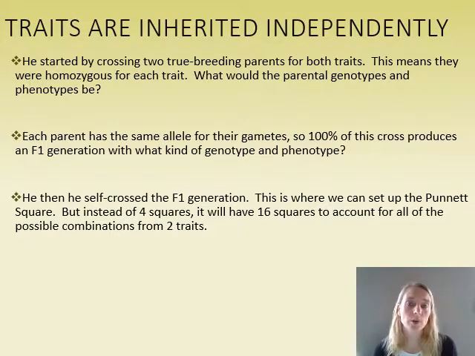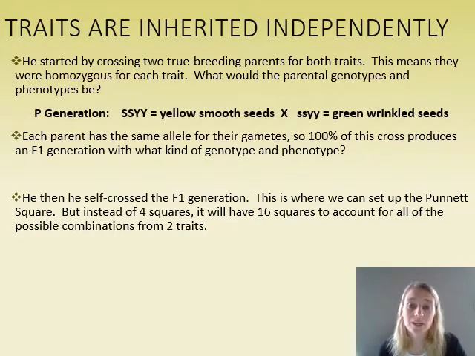He started by crossing two true breeding parents for both traits. Remember, true breeding means generation to generation, they have all of the same phenotype. So he could pretty much guarantee the genotypes are going to be either all dominant or all recessive. They're homozygous for either dominant or recessive. So think about what the parental genotypes and phenotypes would be. If we are looking at the dominant, yellow seed color was dominant and smooth seed shape was dominant, with those letters we would get something like this.